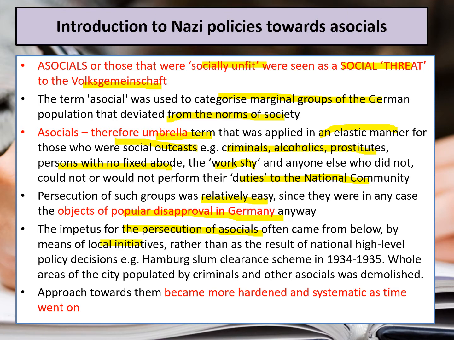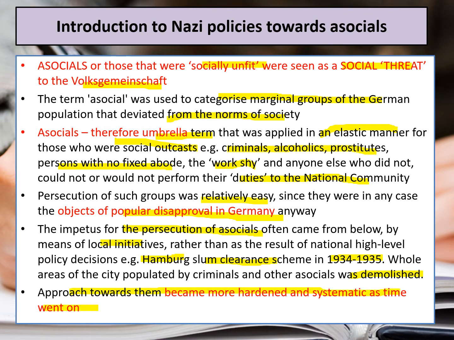For instance, in Hamburg, in the city, the local government decided between 1934 to 1935 to carry out a slum clearance scheme. And this is where they essentially demolished all of the housing that happened to house quite a lot of people that were seen as asocials and people that were generally seen as criminals as well. Now, overall, the last key point that you need to know is that the approach towards them became more hardened and systematic as time went on.